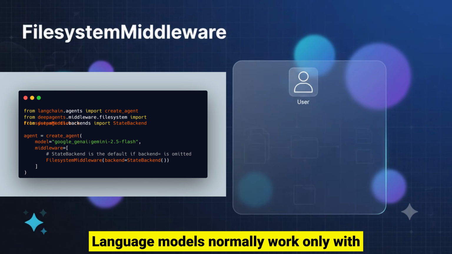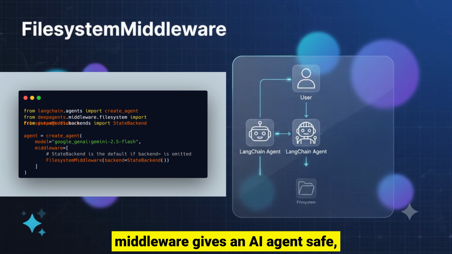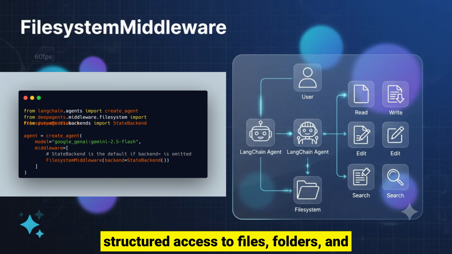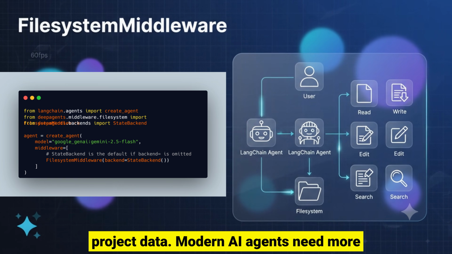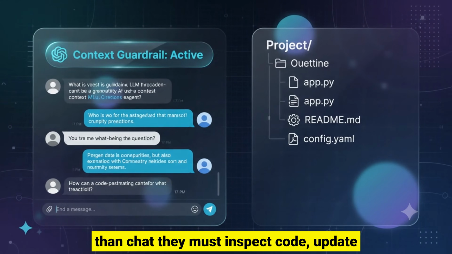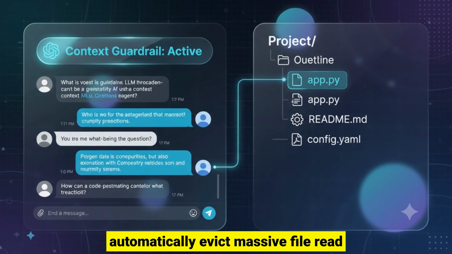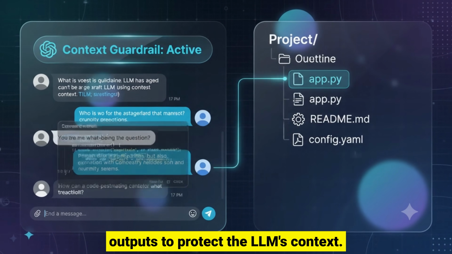Language models normally work only with conversation history. FilesystemMiddleware gives an AI agent safe, structured access to files, folders, and project data. Modern AI agents need more than chat. They must inspect code, update documentation, generate files, and automatically evict massive file read outputs to protect the LLM's context.